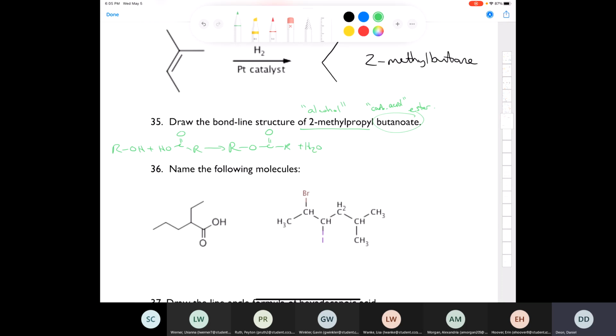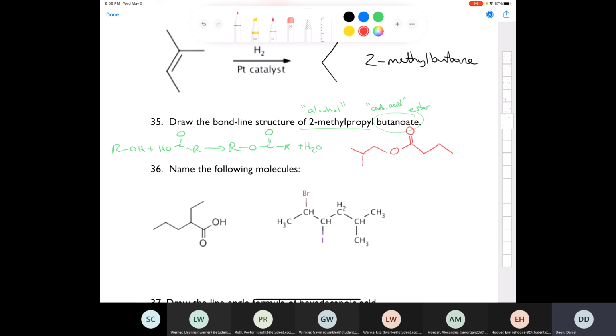Okay, so the alcohol portion comes from 2-methylpropyl. So if I have 1, 2, 3 for my propyl, there's my oxygen. On the second carbon, I have a methyl. Good. Now the butanoate, I have the carbon from the carbonyl. It's going to have 4 carbons. 1, 2, 3, 4. So that would be 2-methylpropyl butanoate.